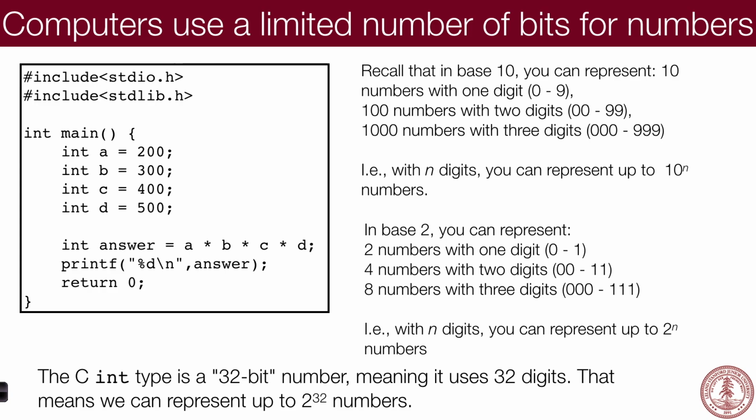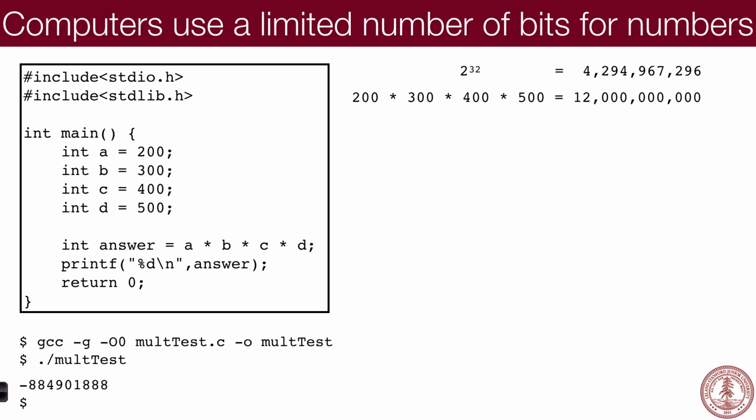Well, guess what? Int is a 32-bit number, meaning you get 32 ones and zeros in a row, and that's how many numbers you can represent, meaning you can represent 2 to the 32 different numbers with an int. Right? 2 to the 32 is 4,294,967,296. 200 times 300 times 400 times 500? 12 billion. Do we have a problem? Yes, we have a problem, right? This is why we can't do this, because that number is too big for the number that we've tried to stick the answer into.